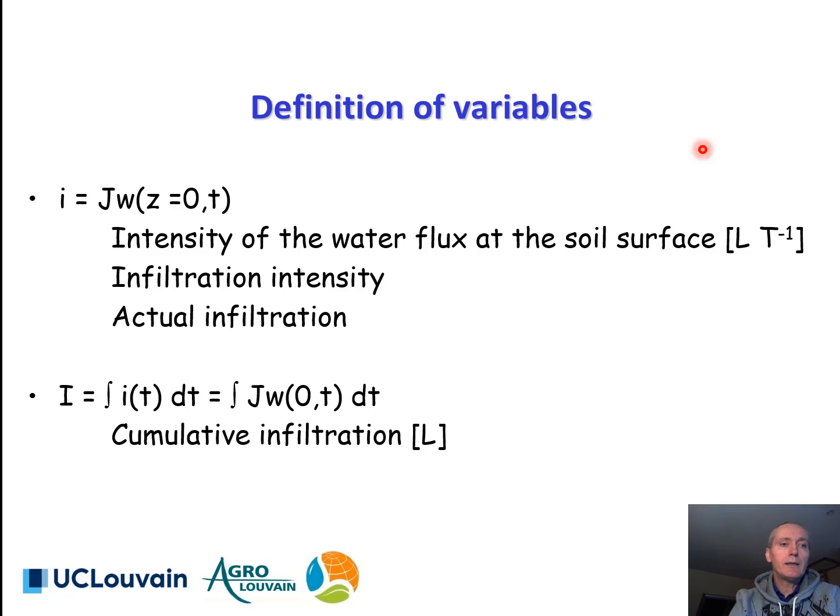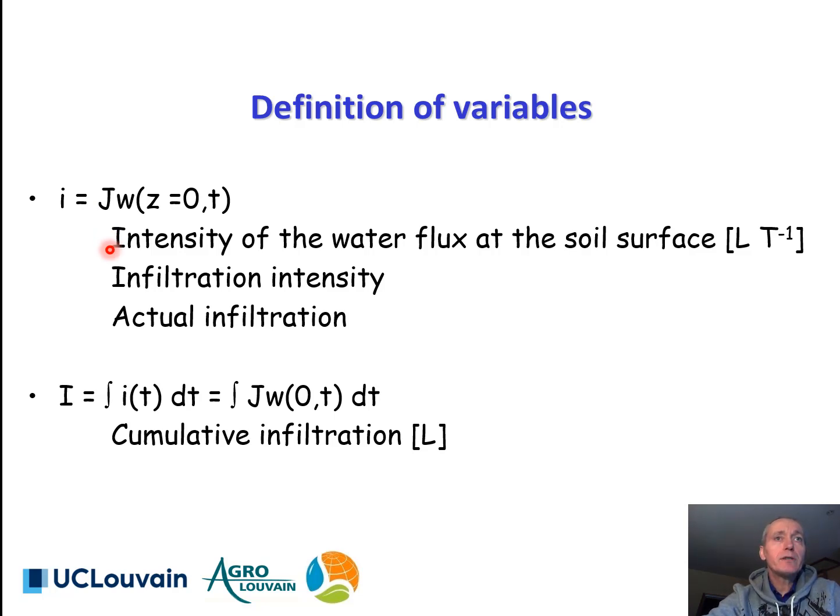Jw is the Darcy flux. Hence, when we use a reference system for which the origin is located at the soil surface, then z equals 0 and Jw corresponds to the actual infiltration flux. In the rest of the course, this is sometimes denoted with a small i. We refer to the intensity of the water flux at the soil surface as the infiltration intensity, or the actual infiltration.